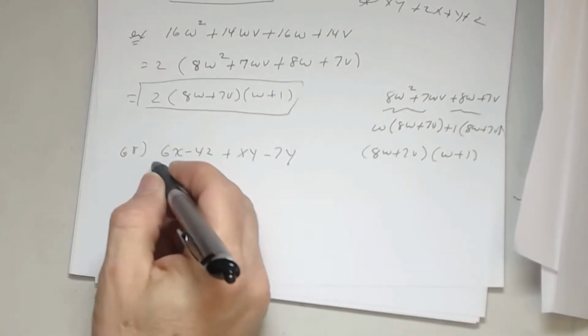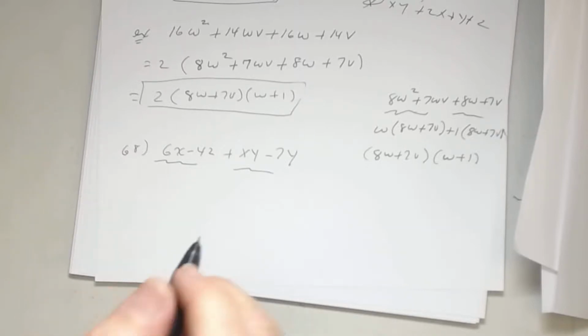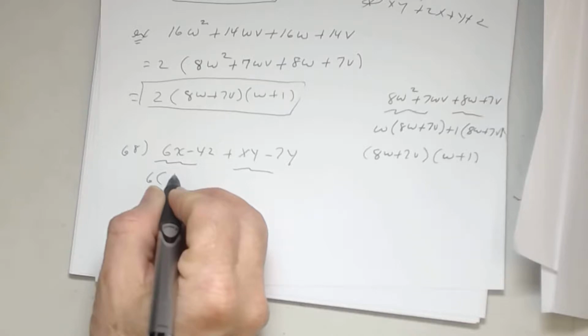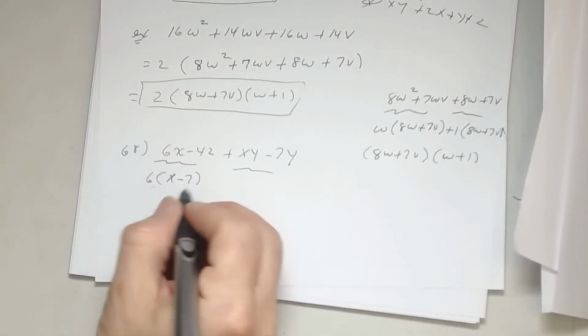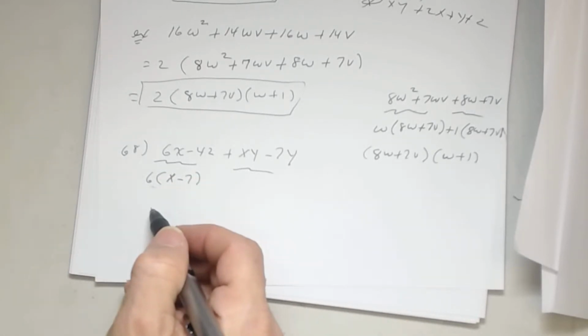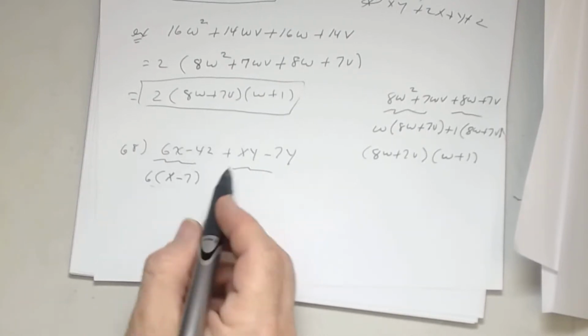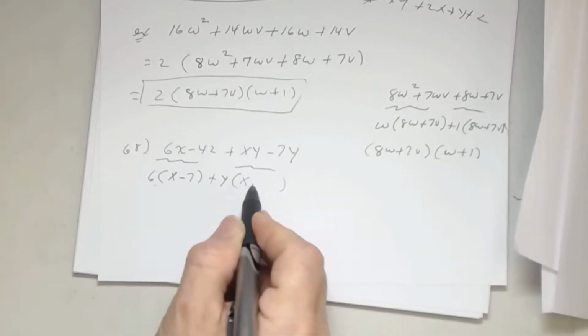Grouping. So let's group the first 2, group the last 2, and see if this helps. What can I factor out of the first group? 6. 6 times what? X minus 7, right? 6 times x is 6x. 6 times a negative 7 is a negative 42, distributive property. What can I factor out of the second group? What's the GCF here? Y. So plus y times what? X minus 7.